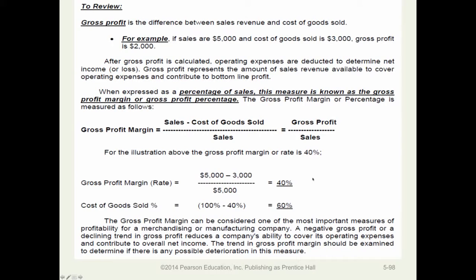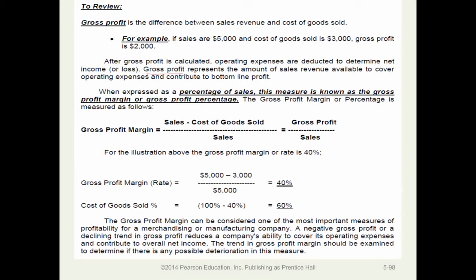So let's take an example. We know that the gross profit is the difference between sales and cost of goods sold. So if sales are $5,000 and cost of goods sold is $3,000, we know that the gross profit is $2,000. After the gross profit is calculated, we know that operating expenses are deducted to determine income and net loss. And as I've said many times, the definition of gross profit is the amount of sales dollars that remains to cover or is available to cover operating expenses and contribute to your bottom line net income.